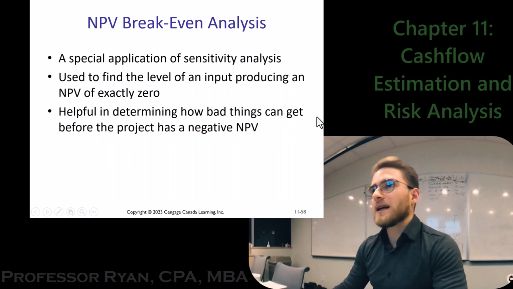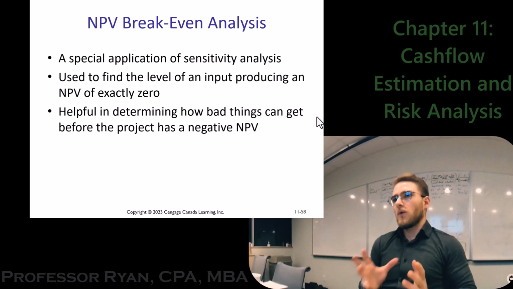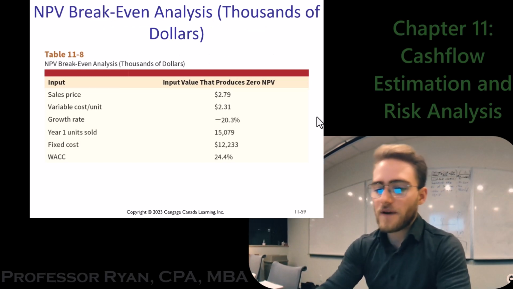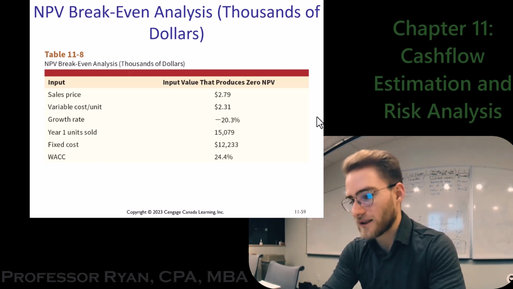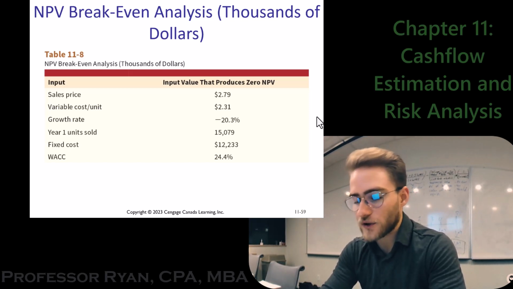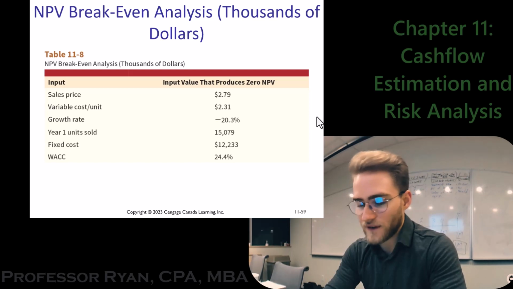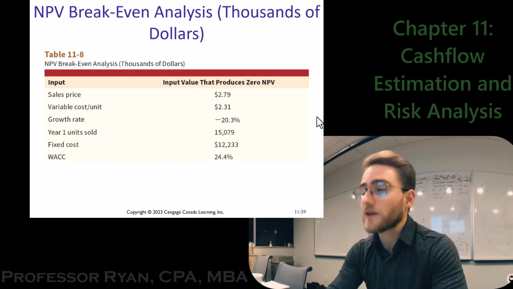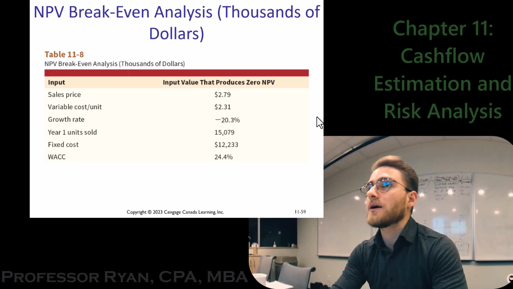Okay, and then the break-even analysis. It's basically a combination of a couple of different variables, but it's at what point am I breaking even, at what point is my NPV zero, right? And before my NPV goes negative. So if I'm operating at a sales price of $2.79 per unit, a variable cost of $2.31 per unit, a negative growth rate of 20.3%, my units drop to 15,000, or my fixed costs are 12,233, or my weighted average cost of capital is 24.4%. Any one of these scenarios is going to produce an NPV of zero. So it's kind of that baseline.